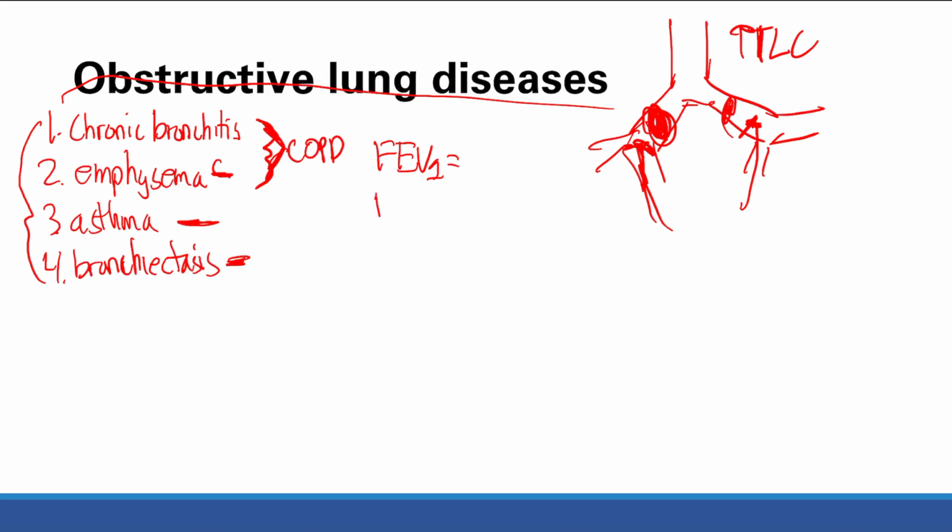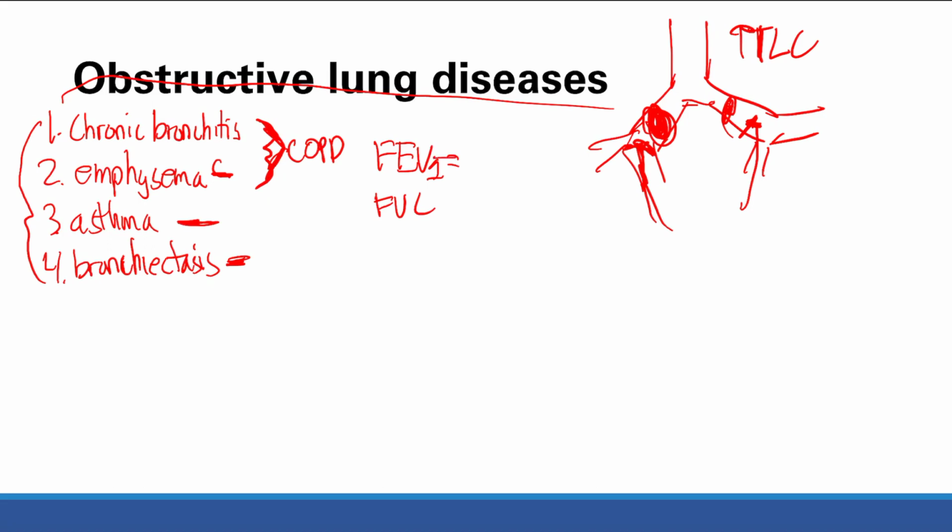And then the other thing we can look at is FVC. What did we say FVC was? Remember, FVC was the maximal amount of air that could be expired. So you fill up your lungs as much as possible, take as deep a breath as possible, and you blow it out as hard as you can, as long as you can. You push out as much air as you can, and that's your FVC, okay?